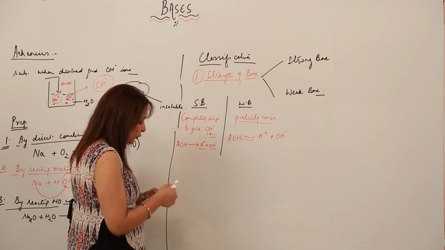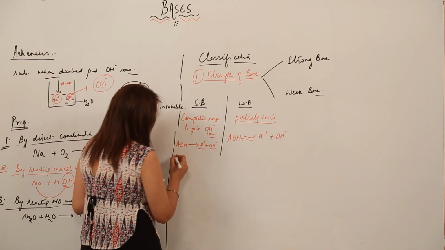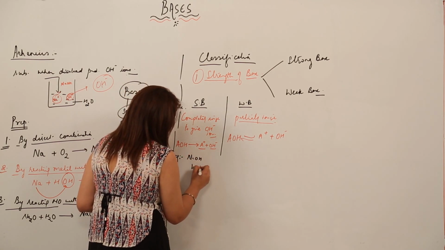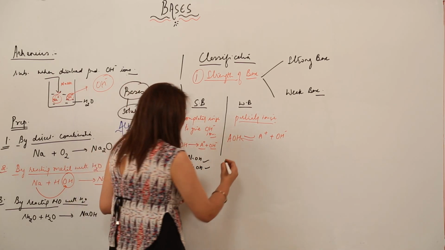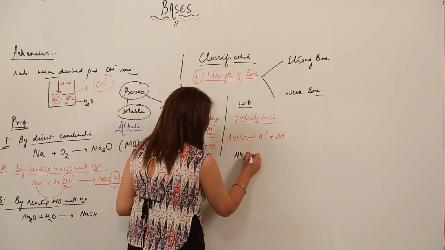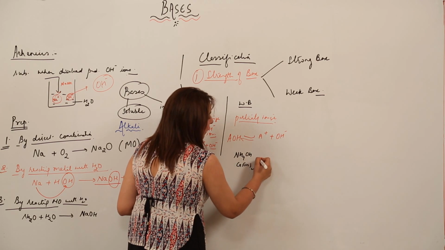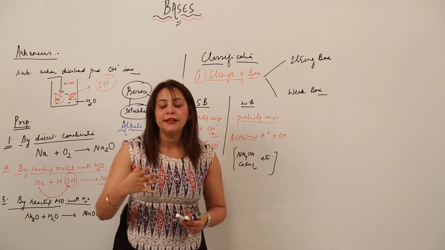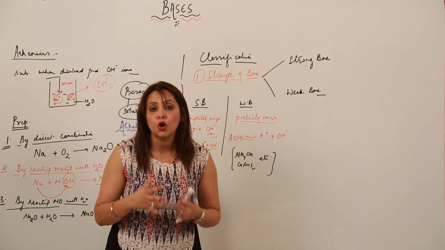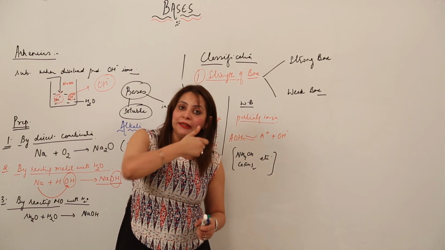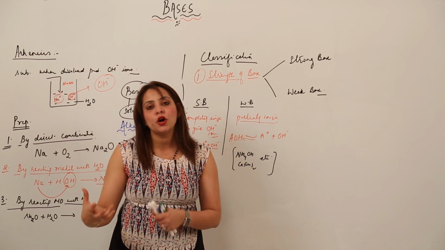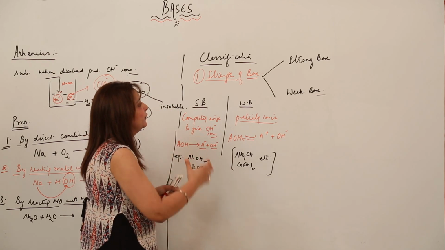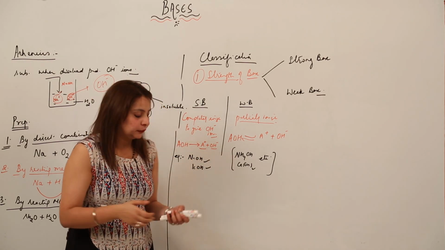When we look for examples, the alkali metal hydroxides, NaOH, KOH, are strong bases, and ammonium hydroxide, calcium hydroxide, etc., are regarded as weak bases. So keep in mind, all alkali metal hydroxides are regarded as strong bases, and when we talk about the alkaline earth metals, they are not so strong as compared to the alkali metal hydroxides. So this is how we classify bases on the basis of strength.